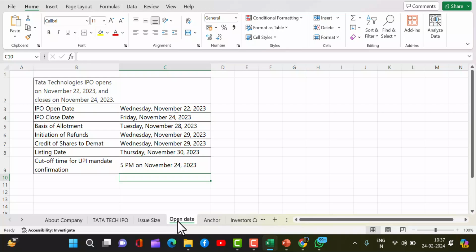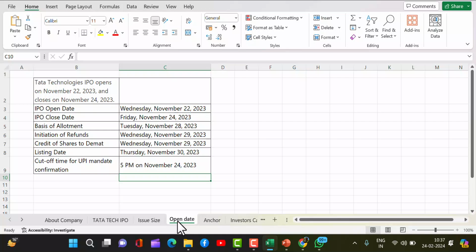Then, this was Tata IPO opens on 22nd. Issue open date, close date, basis of allotment, initiation of refund, credit of shares to demat account, listing date, cutoff time for UPI mandate. So they have given everything: when the issue will open, when the issue will close, the basis of allotment, when the allotment will be done, how the basis has been done, how many shares have been issued to different categories.